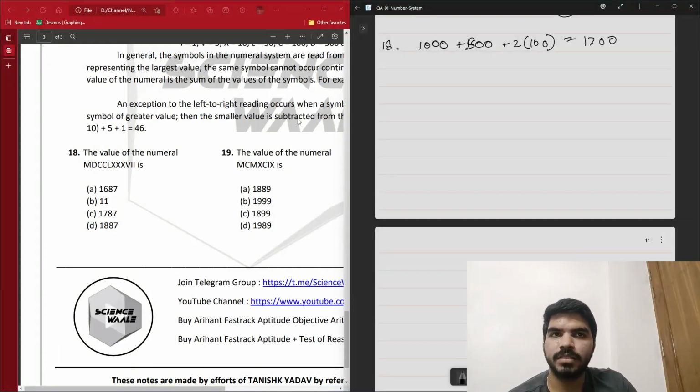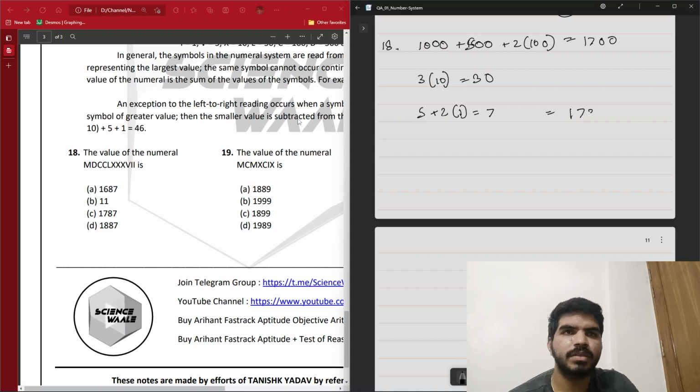Then 30, X and X, 3 into 10, that means 30. VII, that means 5 plus 2 into 1, that is 7. Answer must be 17, wait a minute. Something here. CCL is also there. CCL and XX. Now 50 plus 3 to this. So 1787. Option C is the answer.